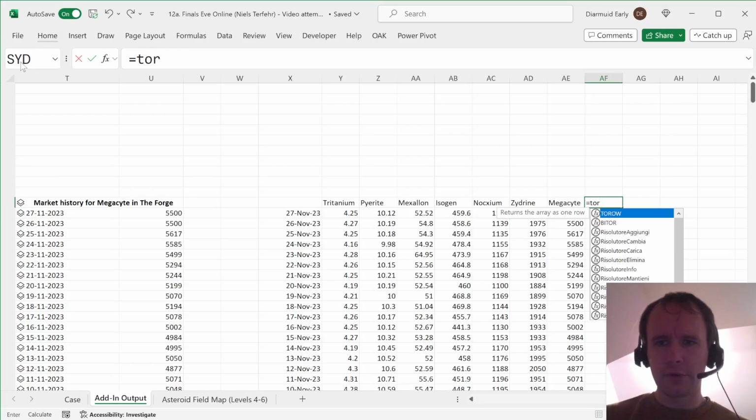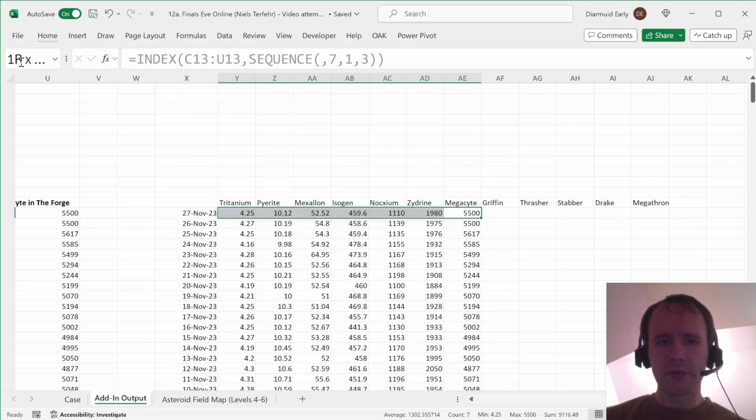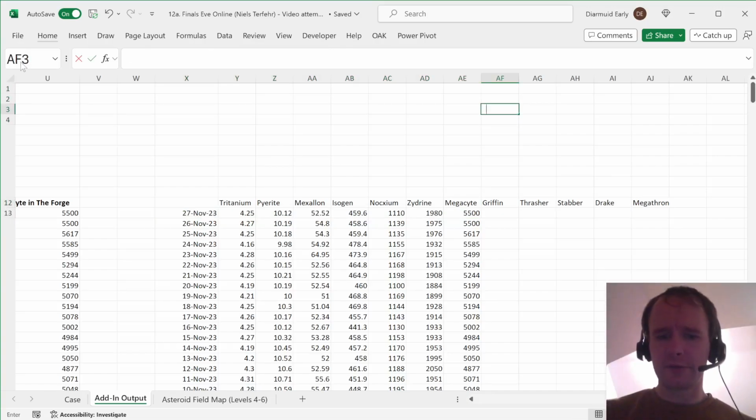So let's do that. We'll say 2 row of ship list. Given these mineral prices, how can I work out the price for ship? Well, the easiest way, I think, is to say transpose of sh min.